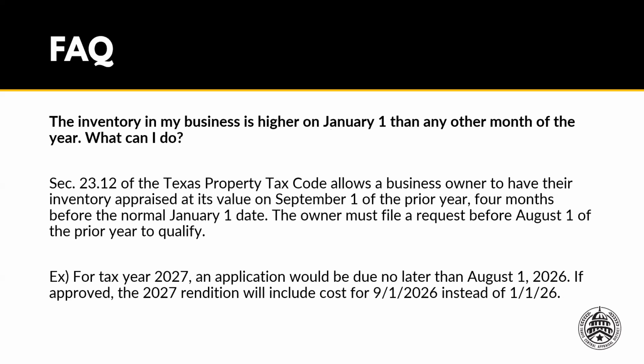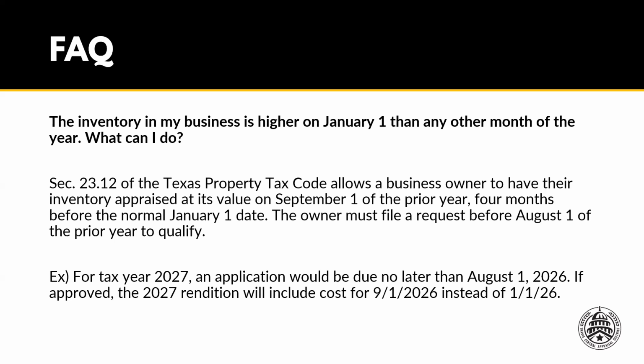The inventory in my business is higher on January 1 than any other month of the year. What can I do? Under Section 23.12 of the Texas Property Tax Code, a business owner can have their inventory appraised at its value on September 1 of the prior year, 4 months before the normal January 1 date. The owner must file a request before August 1 of the prior year to qualify.